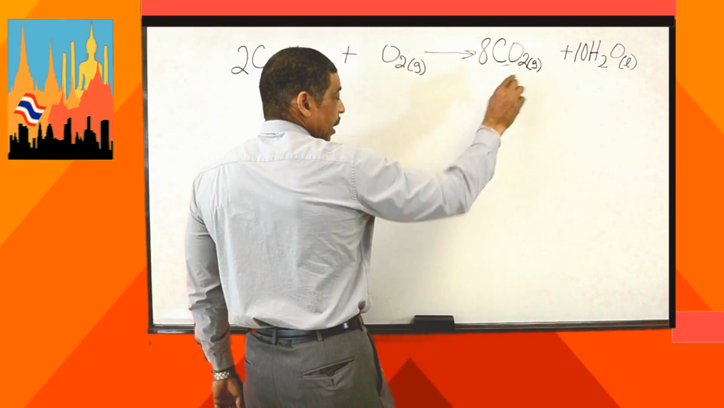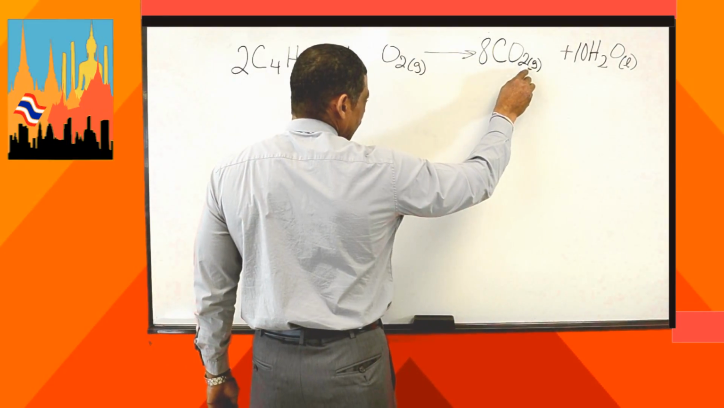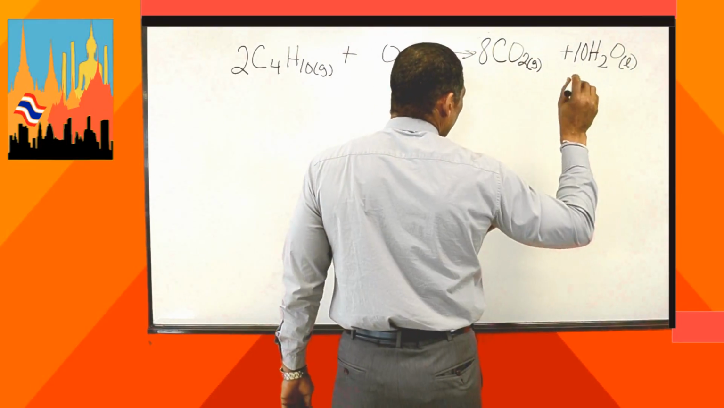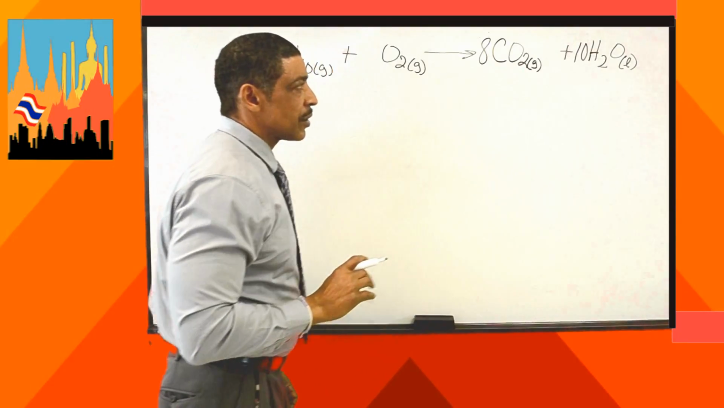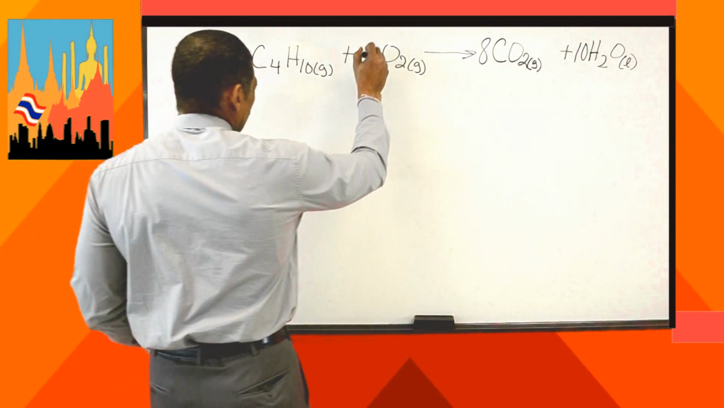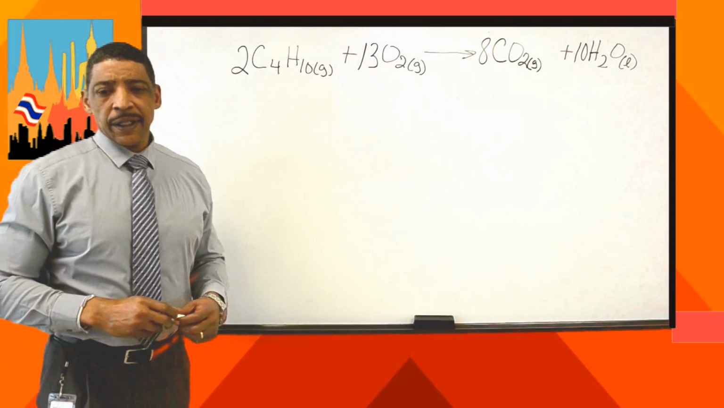Now on the right side of the equation, we have 8 times 2 for 16, plus 10 times 1 for 10. So we have 26 moles of oxygen on the right side now. And to balance the oxygens, we simply place 13 in front of O2.